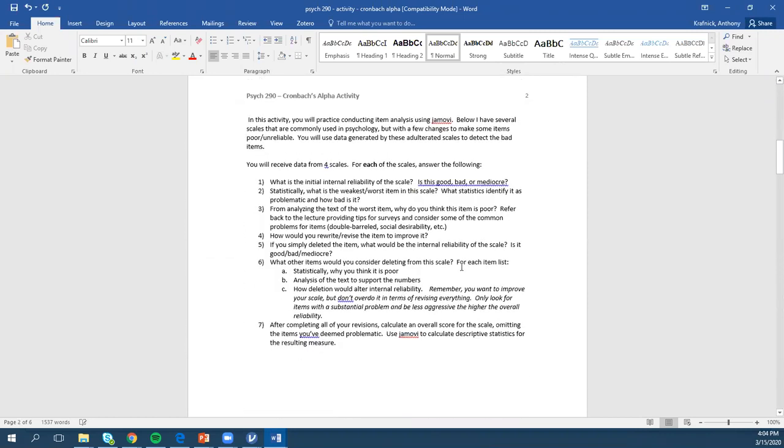Page 2 has the specific instructions to answer the different questions and things that you want to think about when you're running Cronbach's Alpha. The goal is that you end up with an average measure or a sum, depending on how the particular scale asks you to score it. But we're always going to be doing averages in this example, right? After we determine which questions should be part of that final measure.